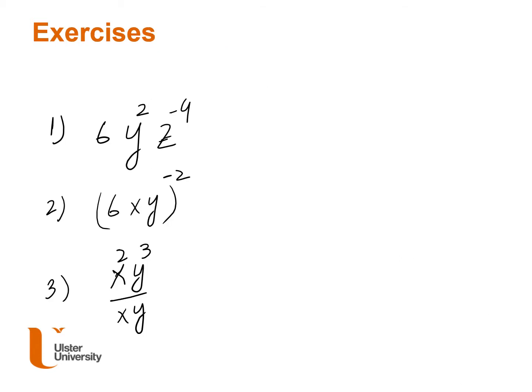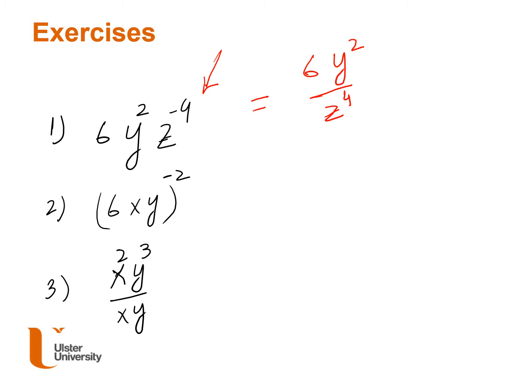Simplify each of the following, writing your answers using positive exponents only. We can simplify this question. We can write 6y to the power 2 because the power of y is -4. We can take it in the denominator. It would be z to the power +4.